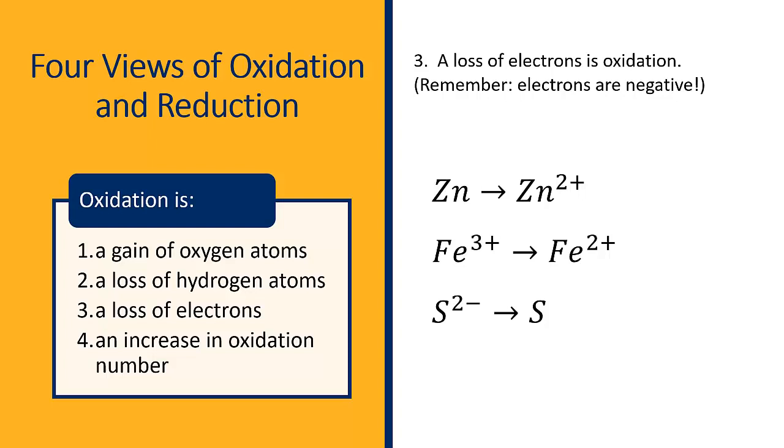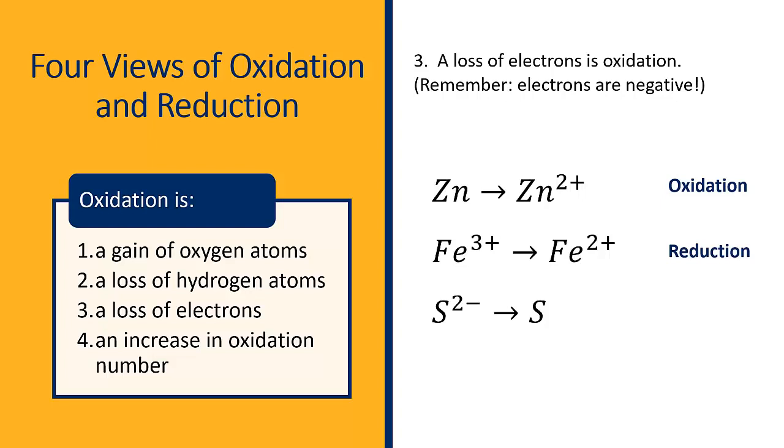Remember those protons that are in the nucleus? We now have 2 more protons than we have electrons. Therefore, that is oxidation. And the next one, you go from 3 to 2. So we went down in charge, so we must have gained 1 electron. Reduction.